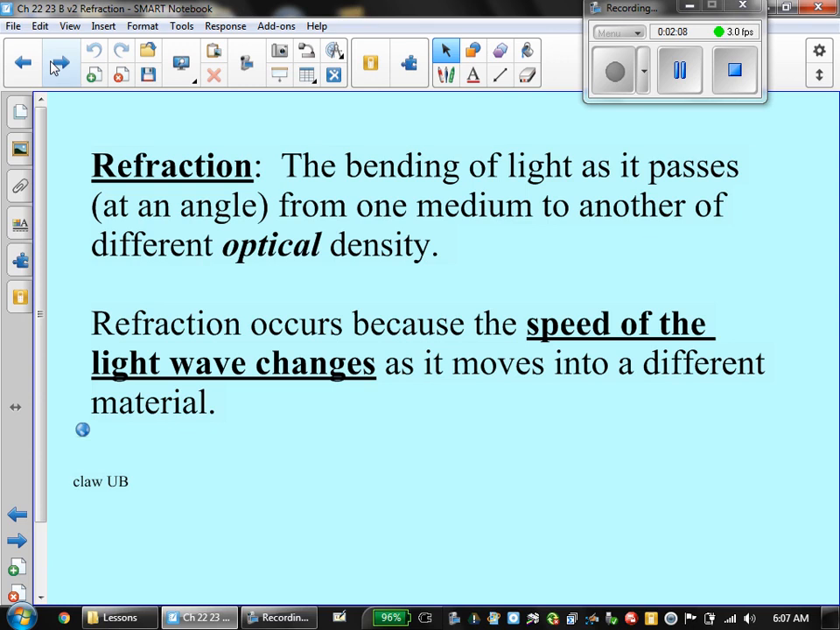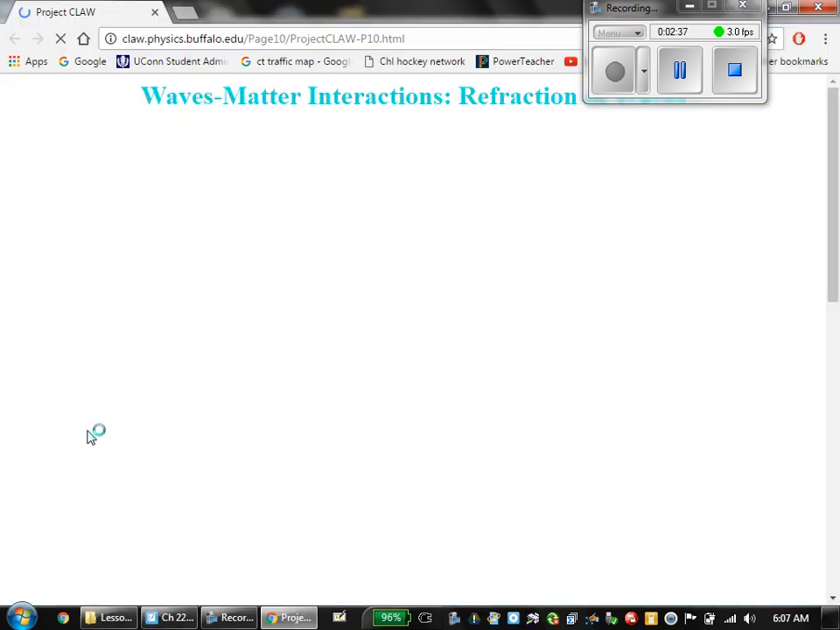Now, refraction, you remember this from last year. Refraction is the bending of light as it passes at an angle from one medium into another of different optical density. The optical density is not the same as the physical density. They're very similar, but this has to do with how the light behaves when it's in a particular material. And specifically, the key thing here is that refraction occurs because the speed of light changes. The speed of light can slow down or speed up depending on what material it's in and what material it's moving through. We have an excellent animation showing you this.